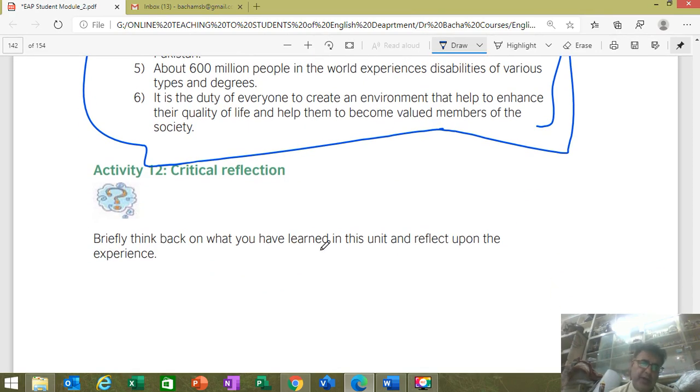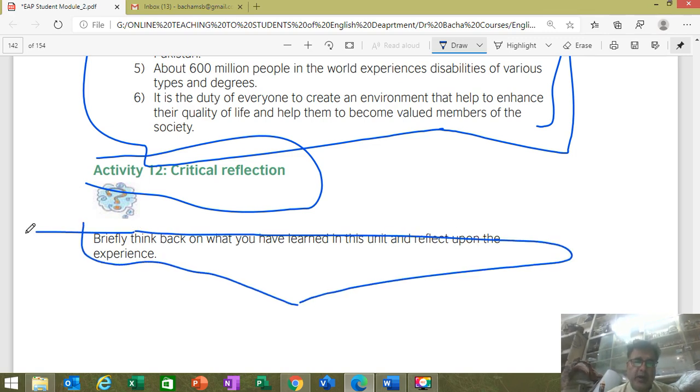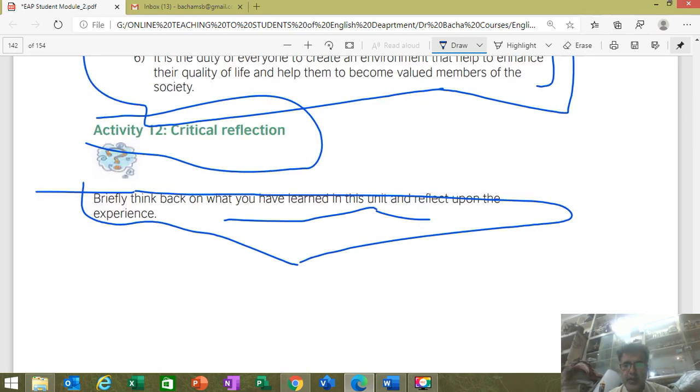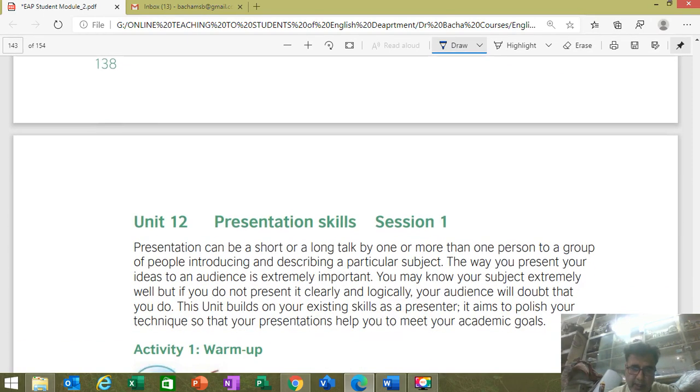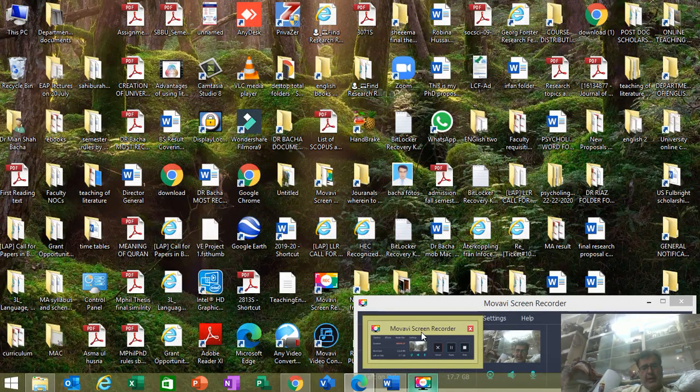And my dear students, this is activity number 12. This is the long chapter, and you have to do this there. You have to think back on what you have learned in this unit and reflect upon the experience. So just think about it, and then we will be moving to the last unit of this book, and that is presentation skills. I'll give you full detail on this, inshallah.